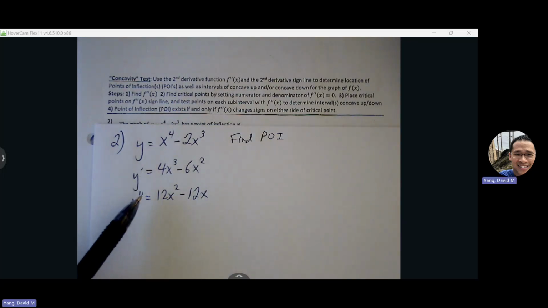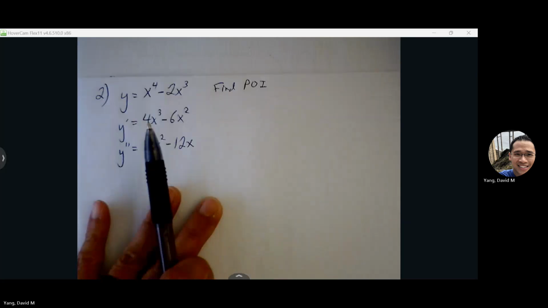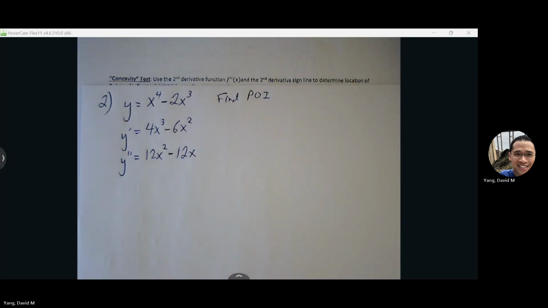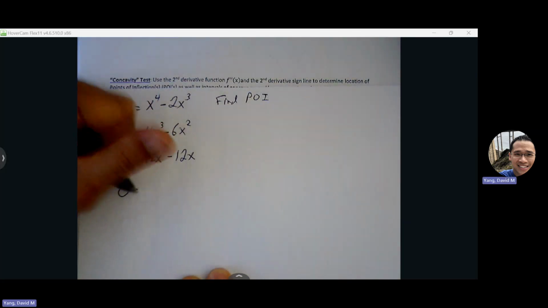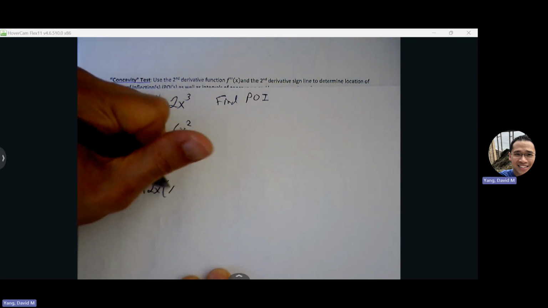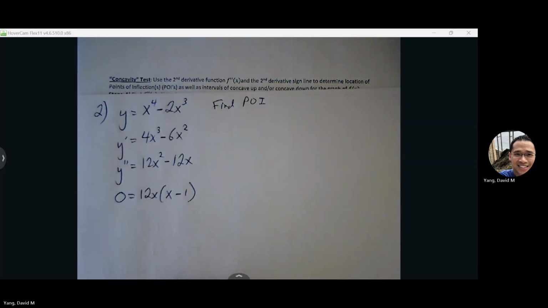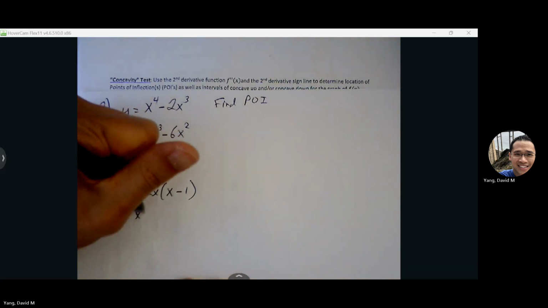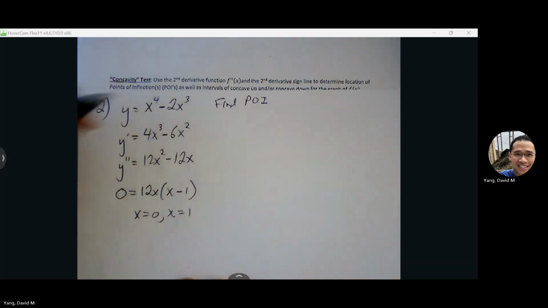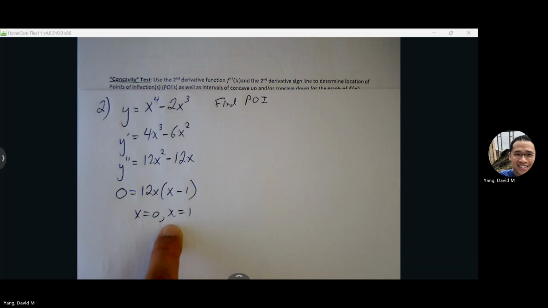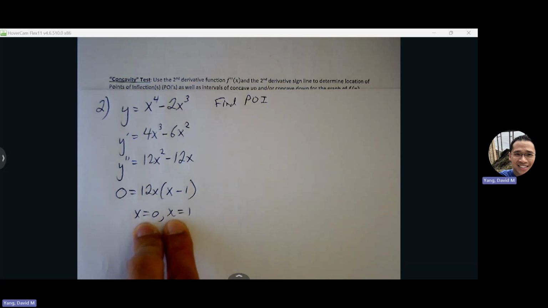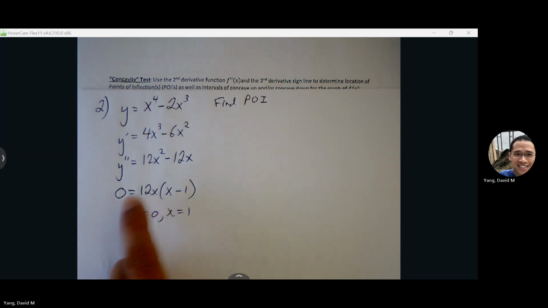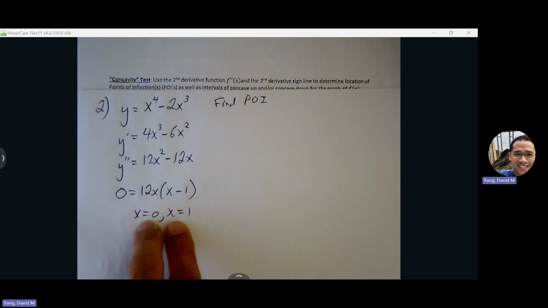Okay, I'm just going through power rule twice. And I'm going to set my y double prime equal to 0, factor. I have 2 critical points here, 0 and 1, but are these guaranteed to be points of inflection? Can I just say that these are critical points and therefore points of inflection because these are where double prime is equal to 0?